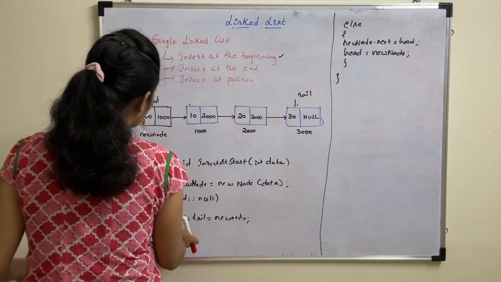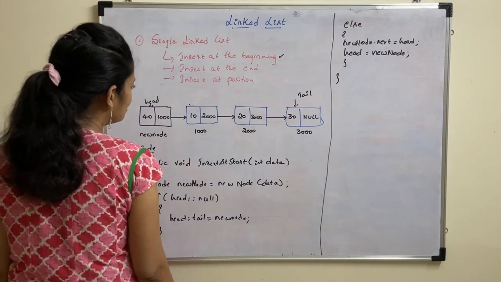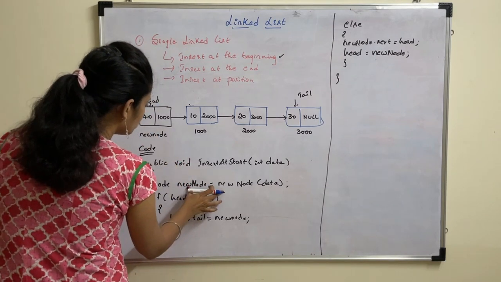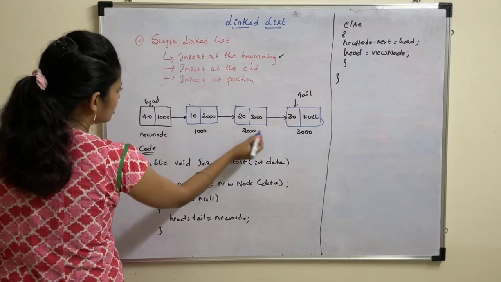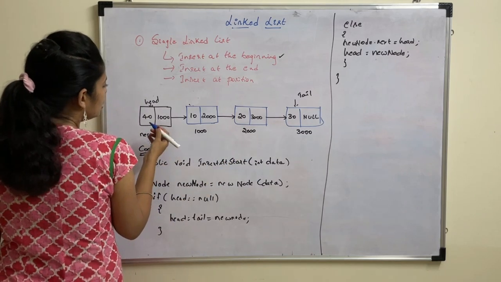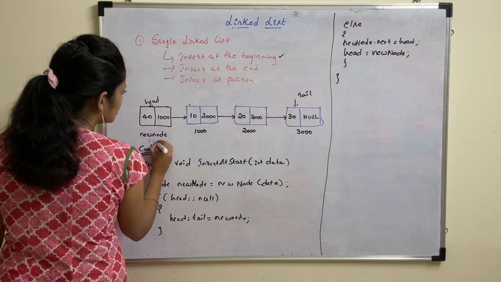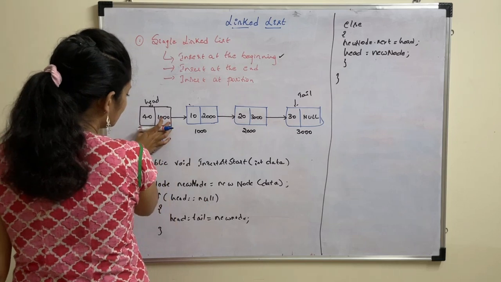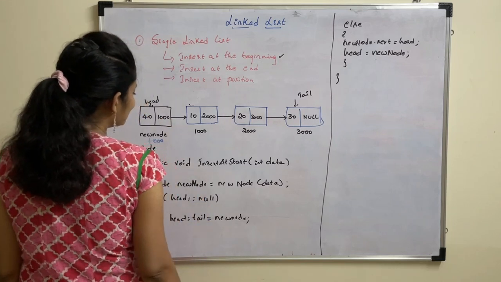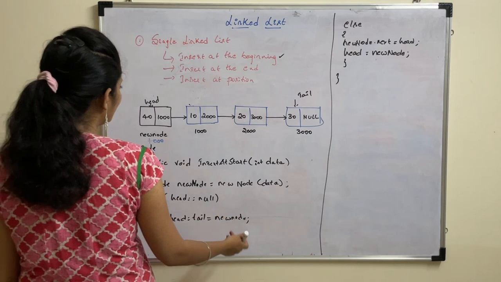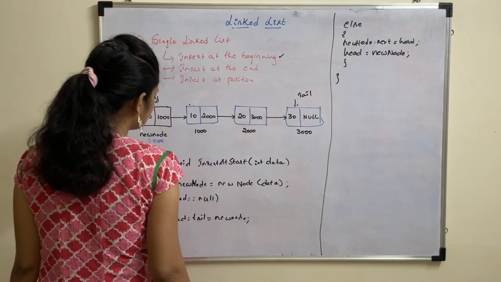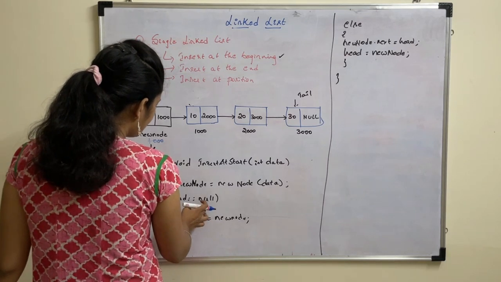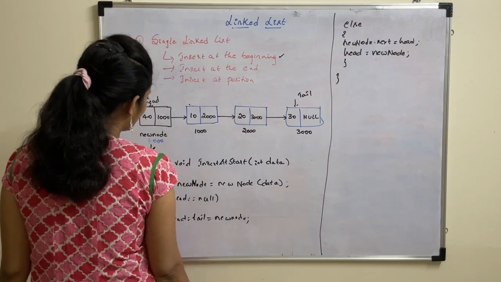So this is the code for insertion at the beginning. I will explain it now. First we are creating the node and allocating memory for it. Let the memory location for this node be 4000. Before inserting this node, first you need to check whether head is equal to null or not. When will head be null? If there are no nodes in the linked list, then head is null. If head is null, then head equal to tail equal to new node.